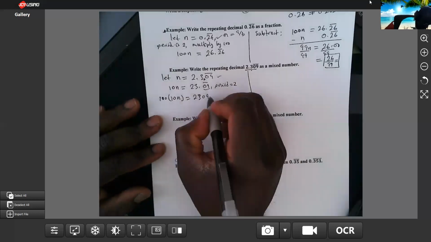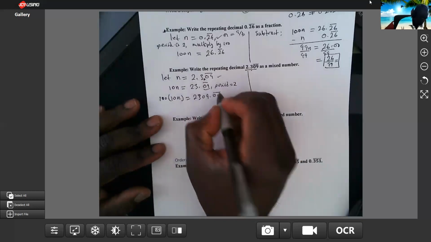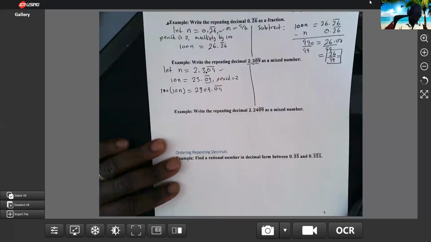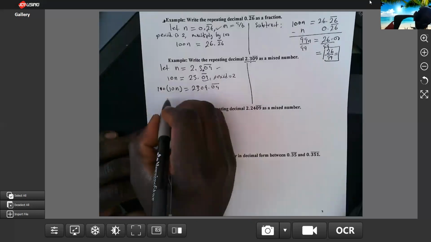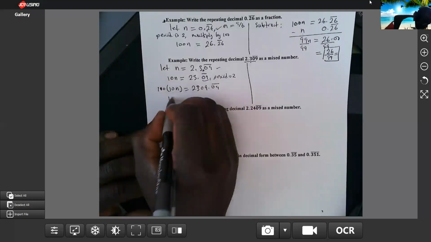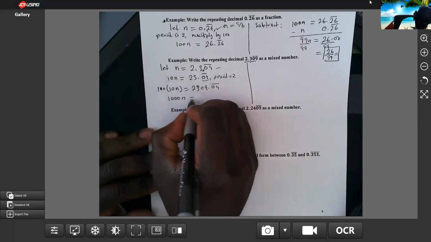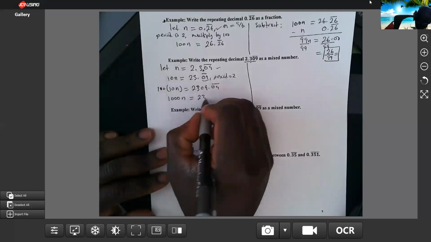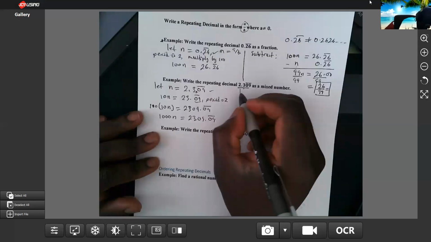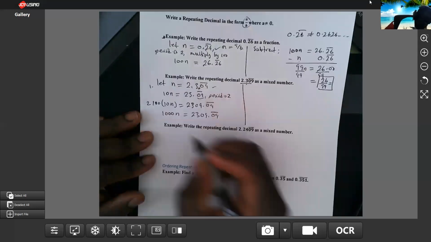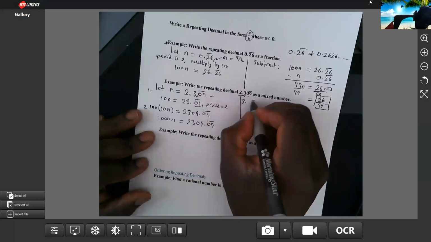2309.090909. Okay, and this gives us 100 times 10 is what? 1000n is equal to 2309.090909. So that's step 1. Step 2, then step 3 is what? Subtract.